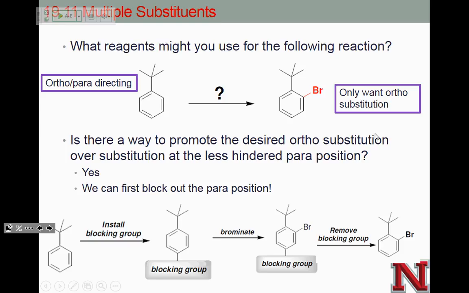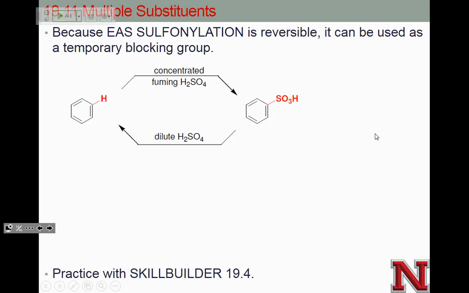So we're going to use that as a blocking group. There will be limitations, however, and we'll talk about that. There's not a lot of reasons to have this as our final product. There might be some, but for most cases it is not. So its main use is that it's really reversible. It's easy to remove. All the other reactions we talked about are not easy to remove, but this one is.